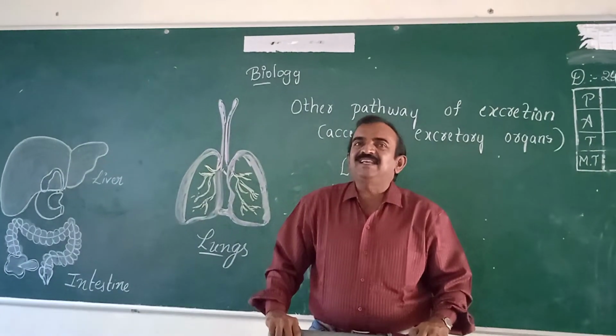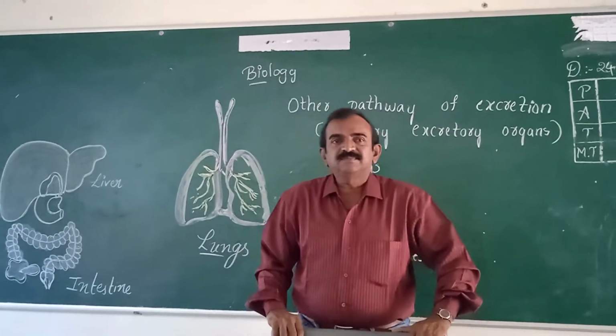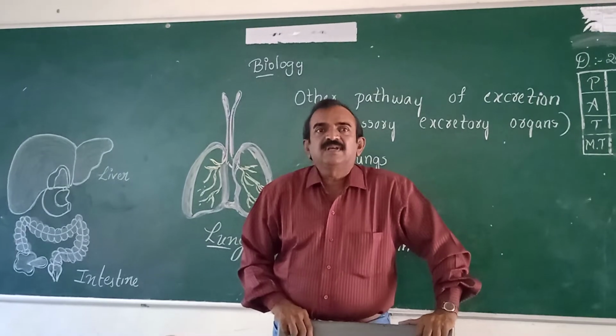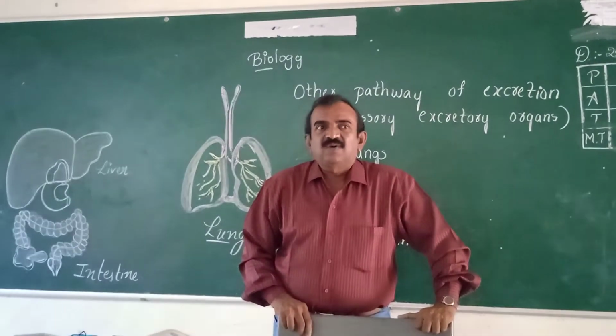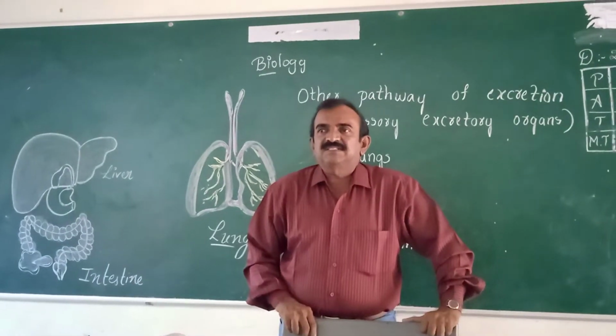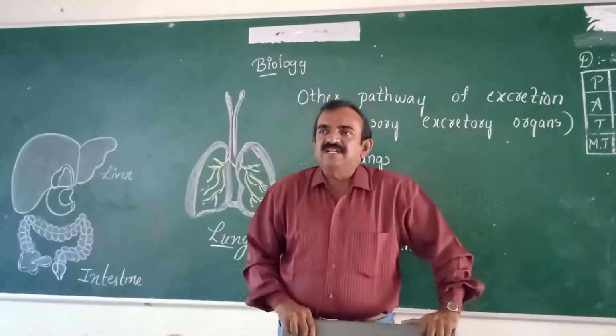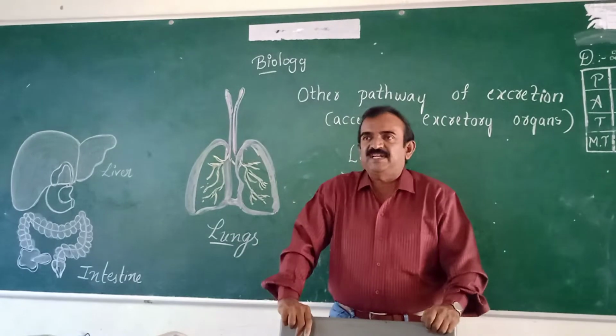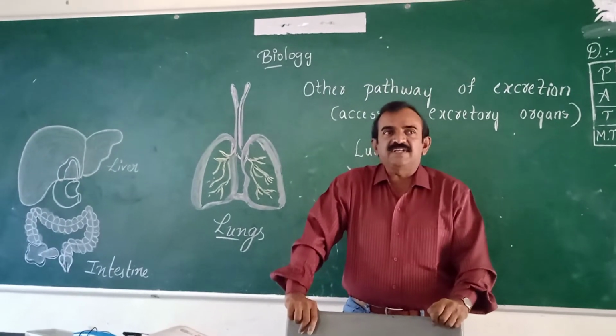What are the chief excretory organs in human beings? Come on, tell me. Kidneys. Kidneys are the excretory organs. How many kidneys are present? Two. What is the shape of the kidney?